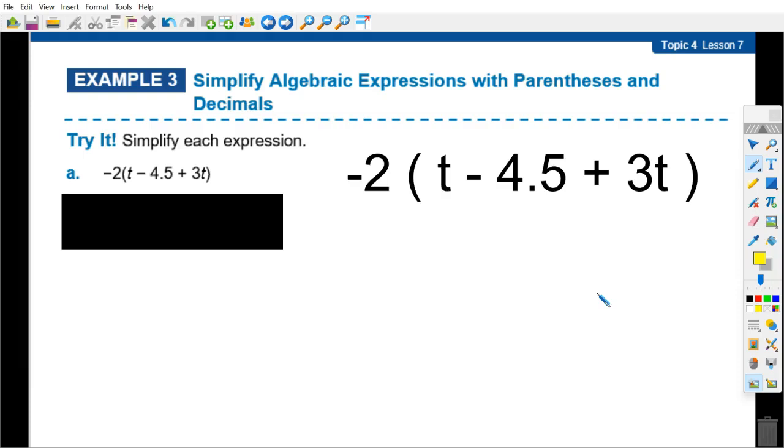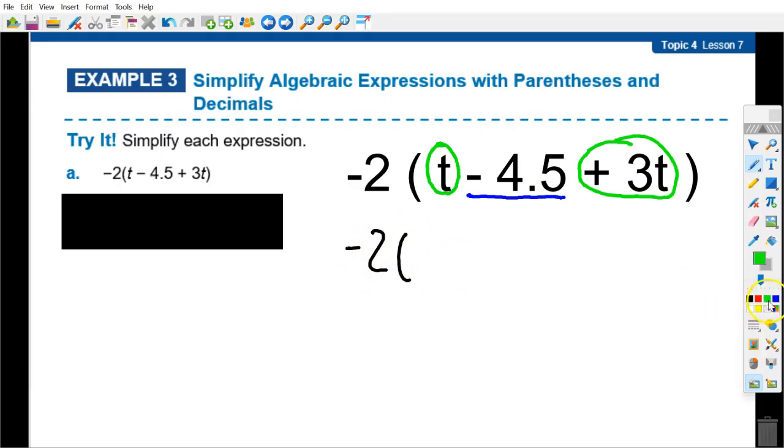Should have been enough time to pause it. So we've got a t. Give me a positive 3t. And we've got a negative 4.5, and that's it. So let's rewrite this. We've got negative 2, and then in parentheses, t plus 3t is, that's really 1t, so it's 4t, and then little curve, make it look nice so it doesn't look like a big plus sign, and then we have negative 4.5.